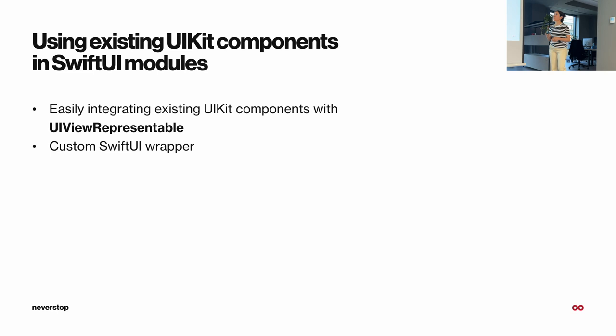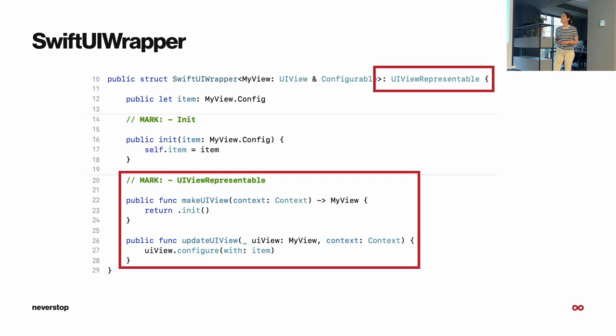And to make our lives even easier, we created a custom SwiftUI wrapper. And that wrapper looks like this. It conforms to UIViewRepresentable, and in order to do so, it has two methods, makeUIView and updateUIView. The makeUIView gets called the first time that the view gets presented, and the updateUIView is responsible for configuring and updating the view, as the name suggests.